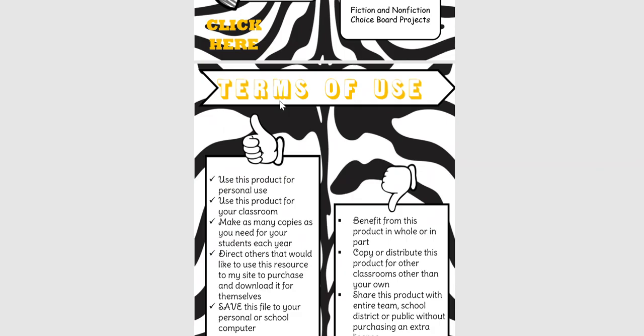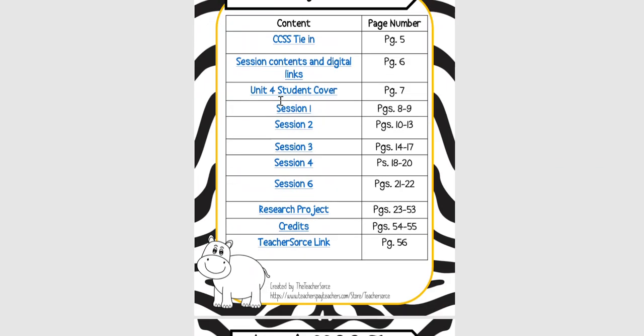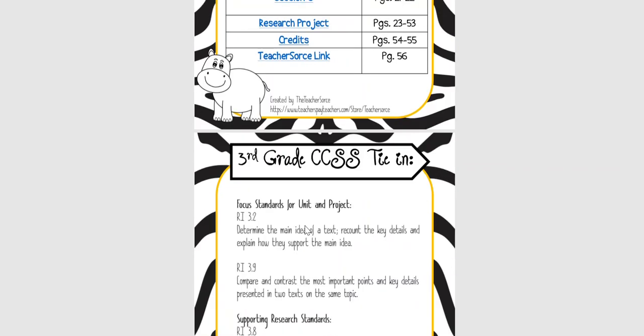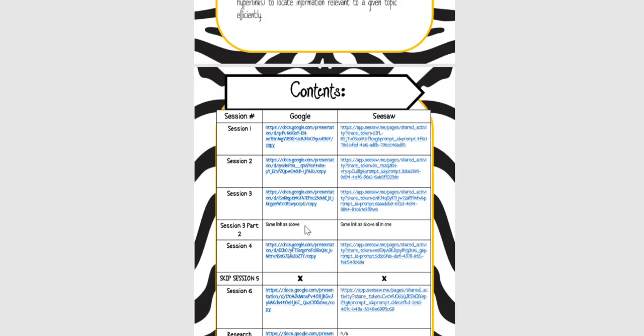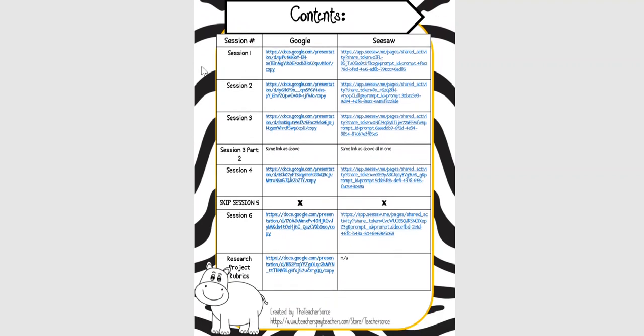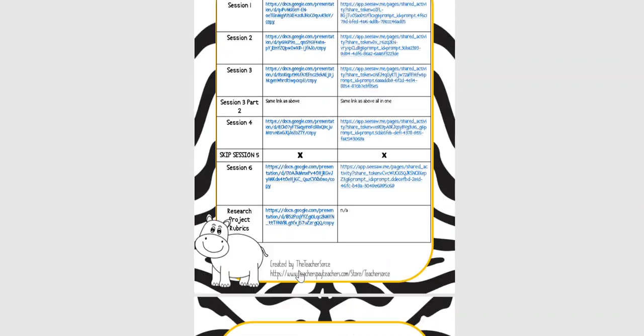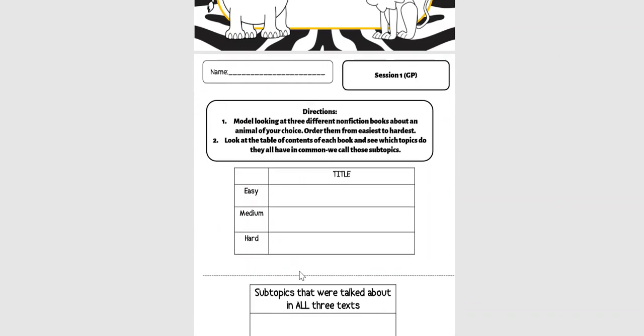So inside the product you're going to find a table of contents with the sessions that link right to the session in the product, and then there's going to be the research project at the end. Those are the standards that this focuses on. There are 6 sessions, with session 3 having actually 2 parts. They are going to come with a Google and a Seesaw link so that they're easy to click and assign to your students. All of the lessons come with a guided organizer and then the independent practice for your students.